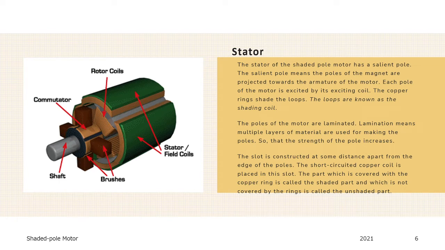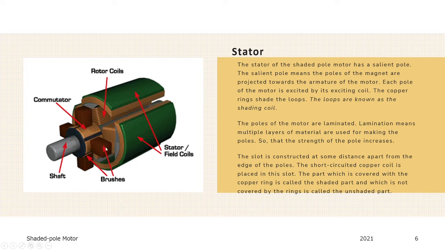So, yung stator po. The stator of the shaded pole motor is a salient pole. The salient pole means the poles of the magnetic are projected towards the armature of the motor. Each pole of the motor is excited by its exciting coil. The copper ring shades the loops. The loops are known as shading coil.